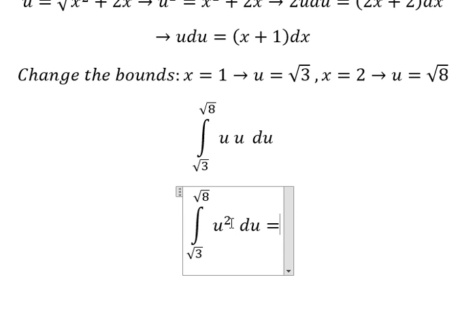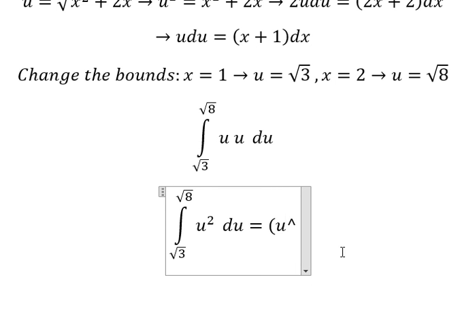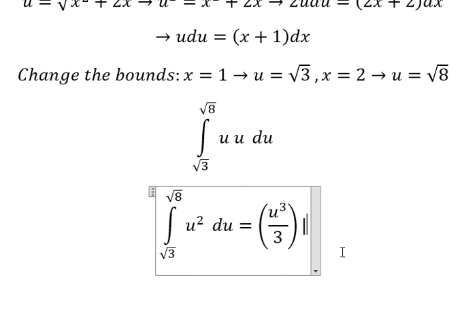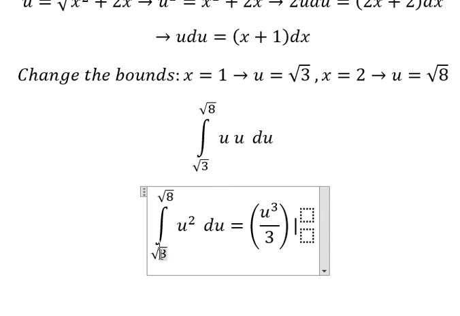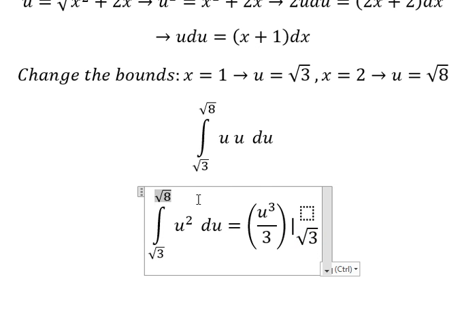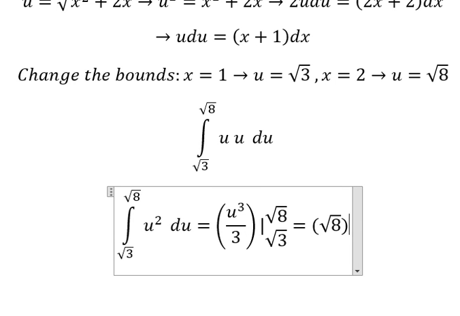The integration of u squared, we have u to the power of 3 over 3, and I will put the bounds from the square root of number 3 to the square root of number 8. And now we have the final answer.